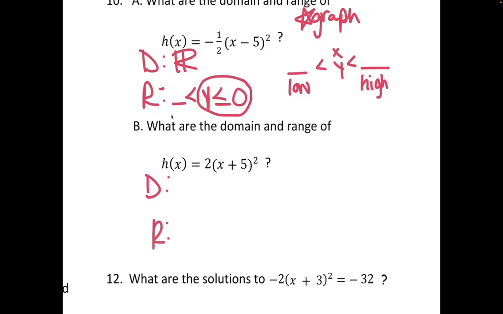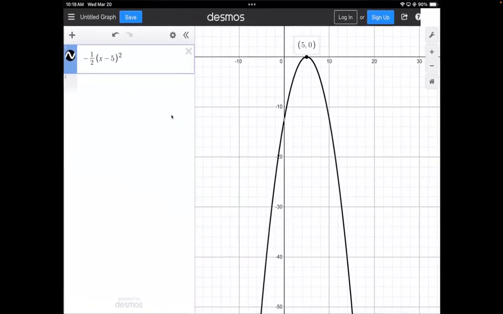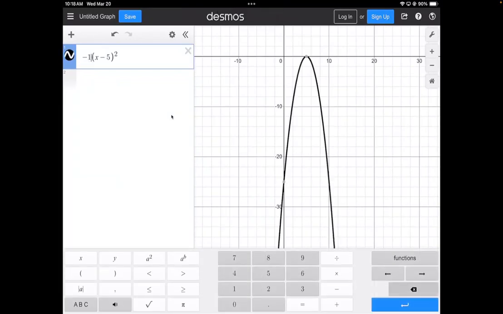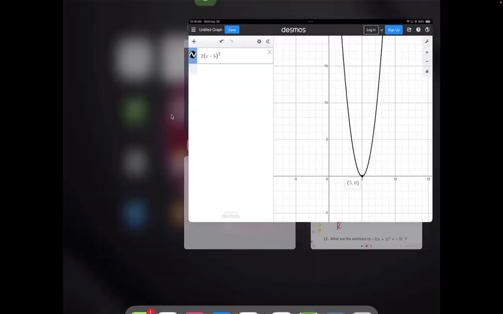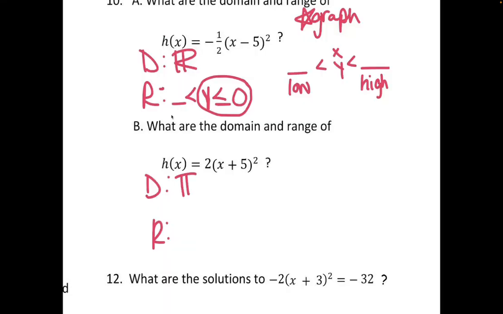So this one is very similar. Instead of a negative 1/2, it's just a positive 2. So I'm going to go in here and edit this. And I can see now that it is going from left to right. It's still all real numbers, just keeps going up, up, up. But I do have a bottom now of 0. So my domain is still all real numbers, but I do have a bottom. Now I just don't have a top.